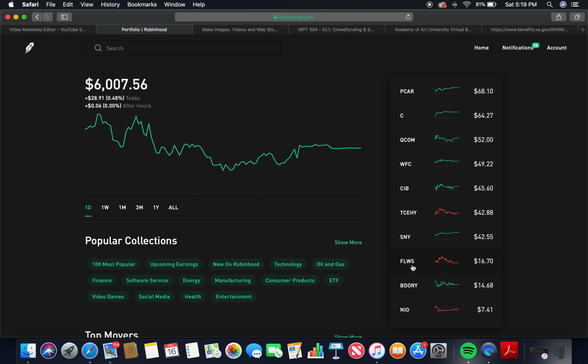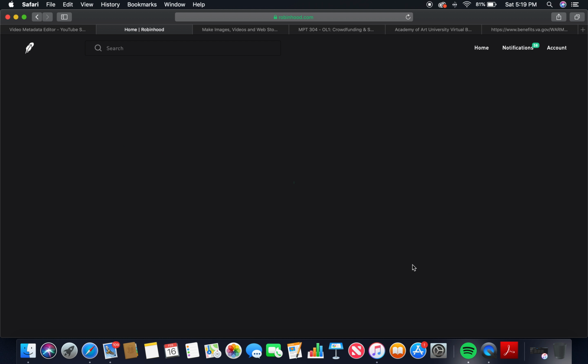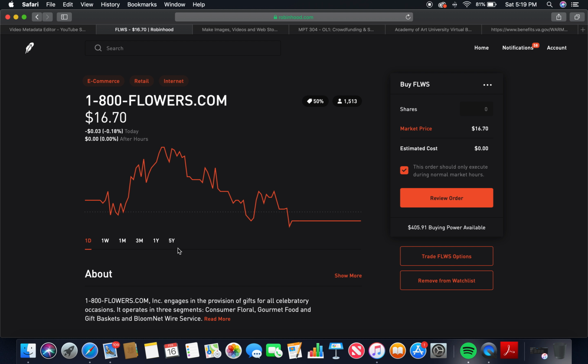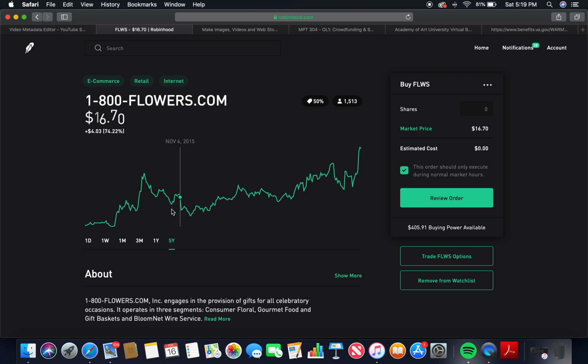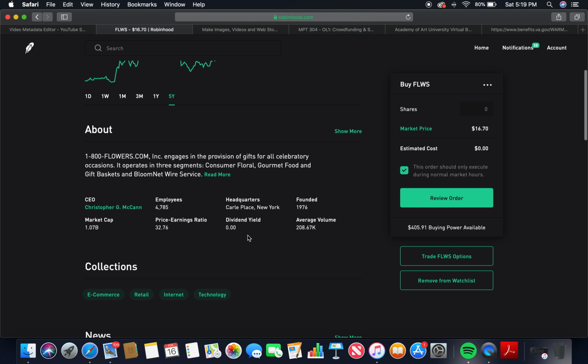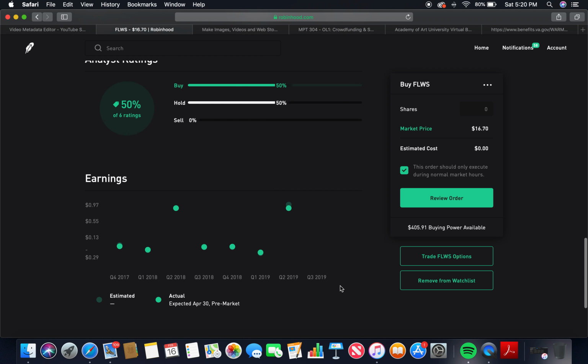This is 1-800-Flowers. I know for next Valentine's, check this out. This is going to be around. Pretty much it peaked this year. It has never gotten that high before. Well, it doesn't pay any dividend yield.